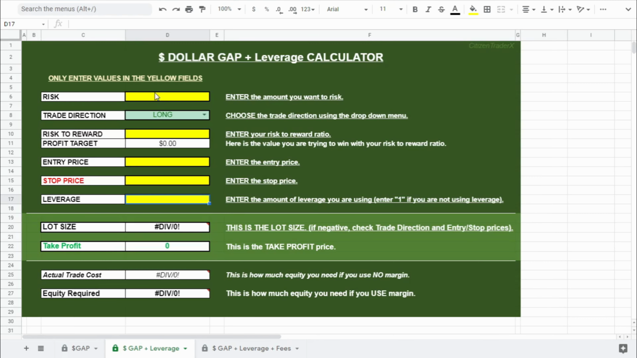Let's go here. Let's mix it up. Let's say we got $500. No, we don't want to risk 500. We want to risk $50. Okay, we want to go short. Risk to reward, we want to try and make $100, so it's 1 to 2. There we go. We're trying to make $100.